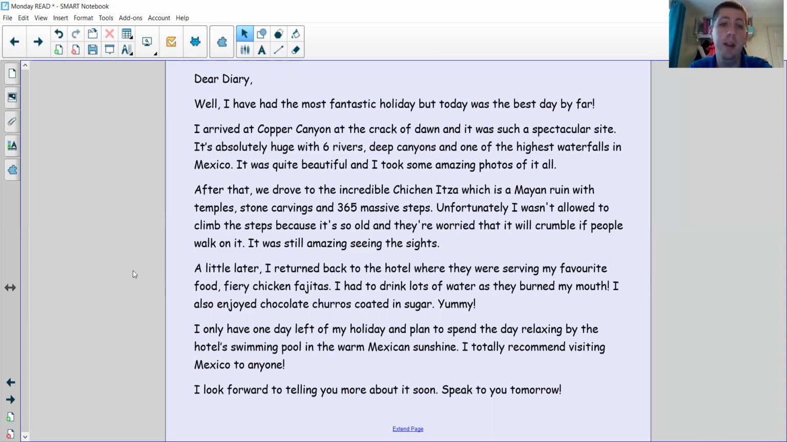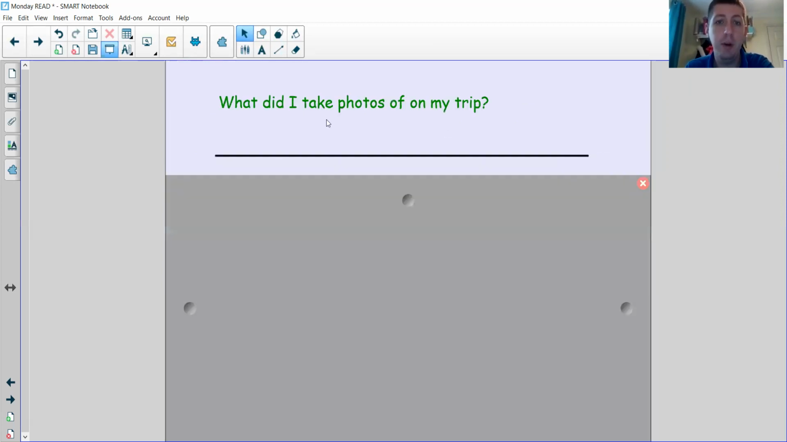It's in this paragraph here, the word photos. Can you see? Photos. What did we take photos of? Well, if you look at the first sentence, it says, I arrived at Copper Canyon at the crack of dawn. And it goes on to say it was quite beautiful and took some amazing photos of it. So in this question here, I would just write Copper Canyon.